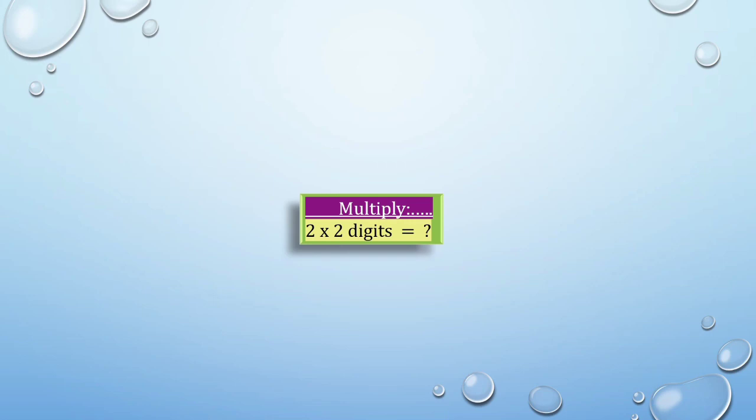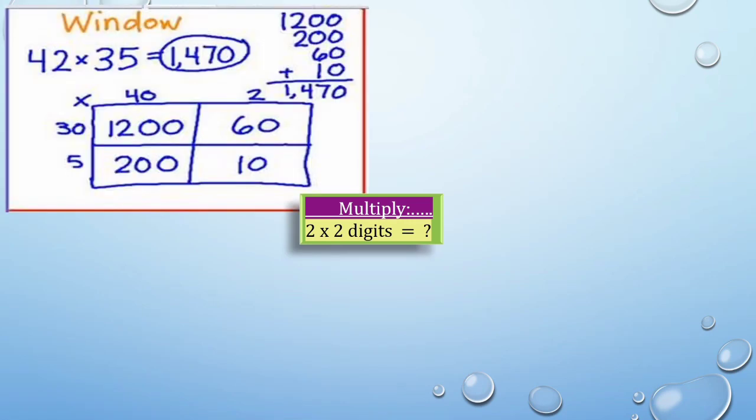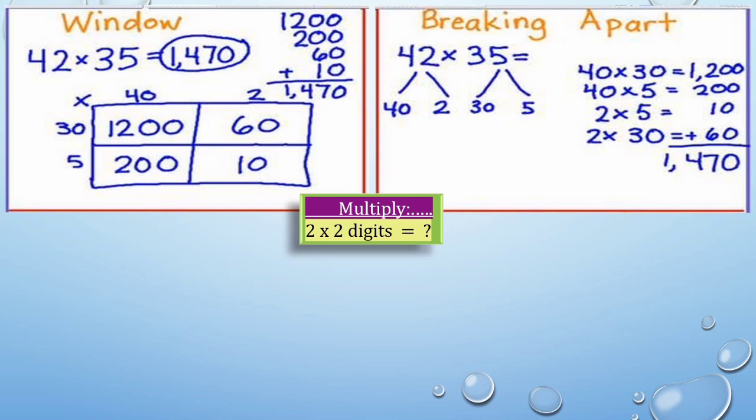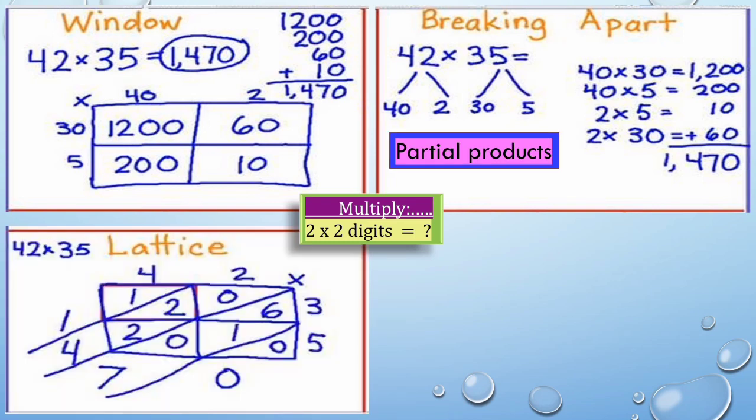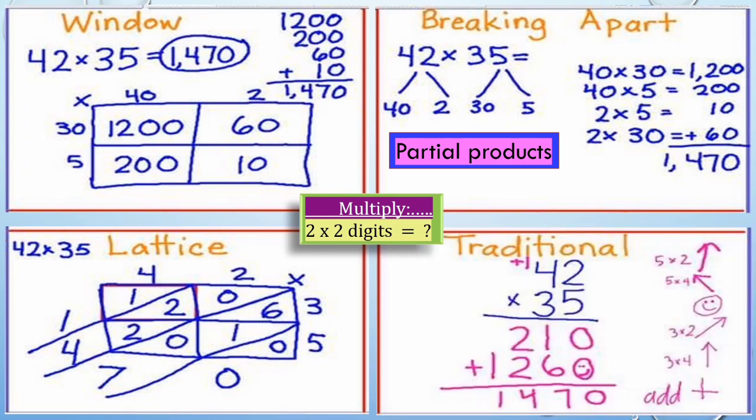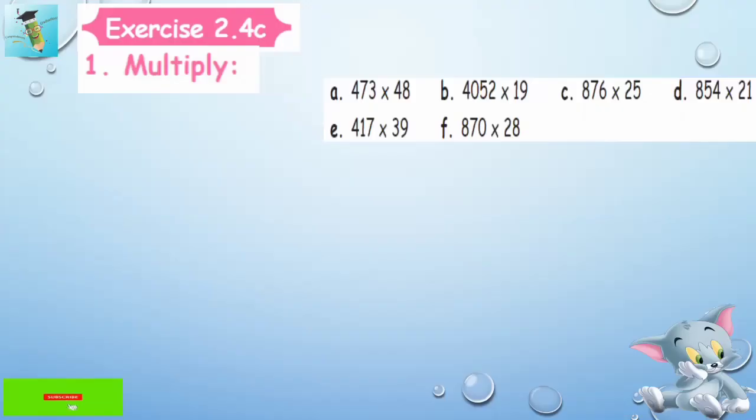Now 2 digits into 2 digits. We have more methods to learn. Let us see them one by one. First one is the window method or box method. Next one is breaking apart or partial products. Then this is the lattice method. Finally the traditional method. These three methods, partial product, lattice method and also traditional, we learned in the 4th standard itself, isn't it? Okay.